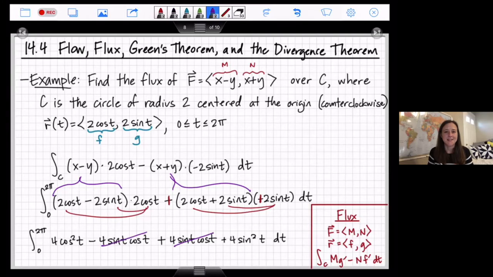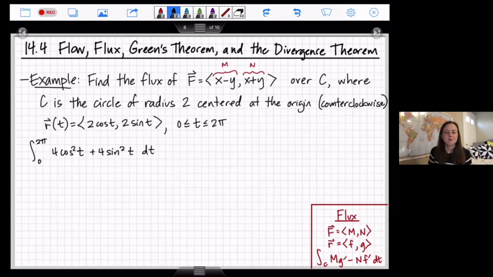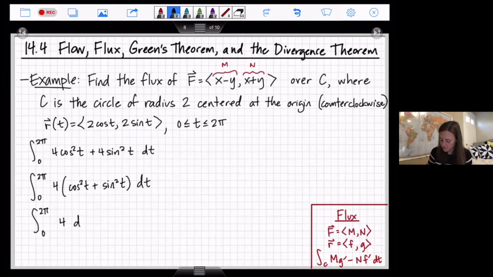Let me clear off the slide and get some more room. With those middle two terms gone, all I need to do is factor out the 4. So from 0 to 2 pi, I'm going to have 4 times cosine squared plus sine squared. I know that that's equal to 1. So I've got 4 times 1 dt.